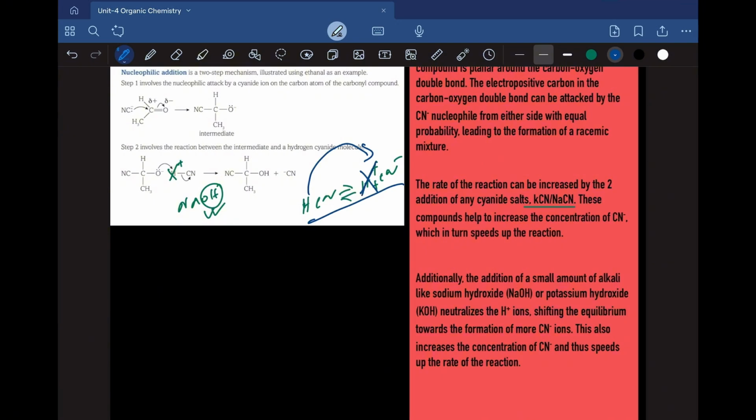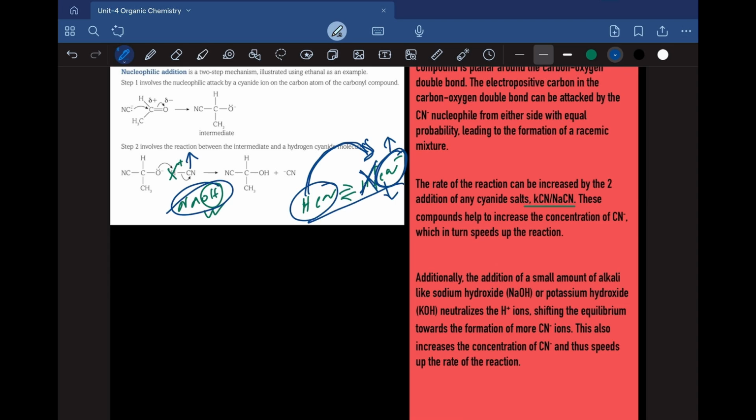Now as H+ has been neutralized by the sodium hydroxide, this part has decreased. So now HCN will start forming into this part. The equilibrium will shift to the right to make sure the CN- increases. If the CN- increases, it will also lead to the formation of more and more products, and it will also speed up the reaction. This is something that we have to understand.